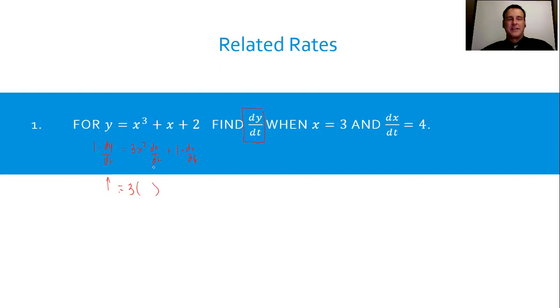Now your x is 3. Your dx dt is 4. And your dx dt is still 4. All right, your dy dt is still on this left side. And I'm just going to do this math here. 3 times 3 squared, that's 9 times 3 times 4, that's 108. Plus 4 is 112. And we are done.